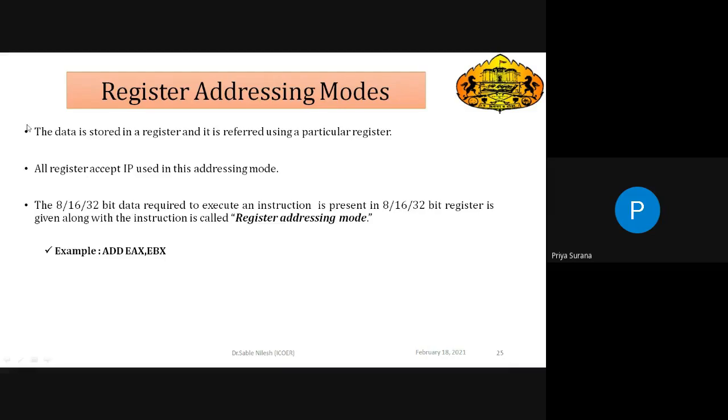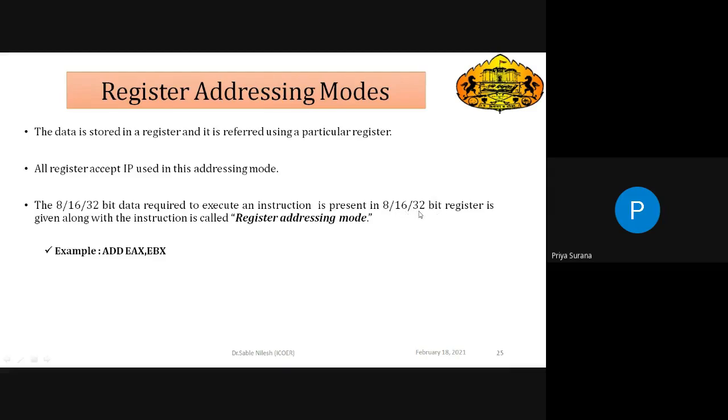All registers except IP can be used in this addressing mode. The 8, 16 or 32-bit data required to execute an instruction is present in an 8, 16 or 32-bit register. Why is it given as 8, 16 or 32?